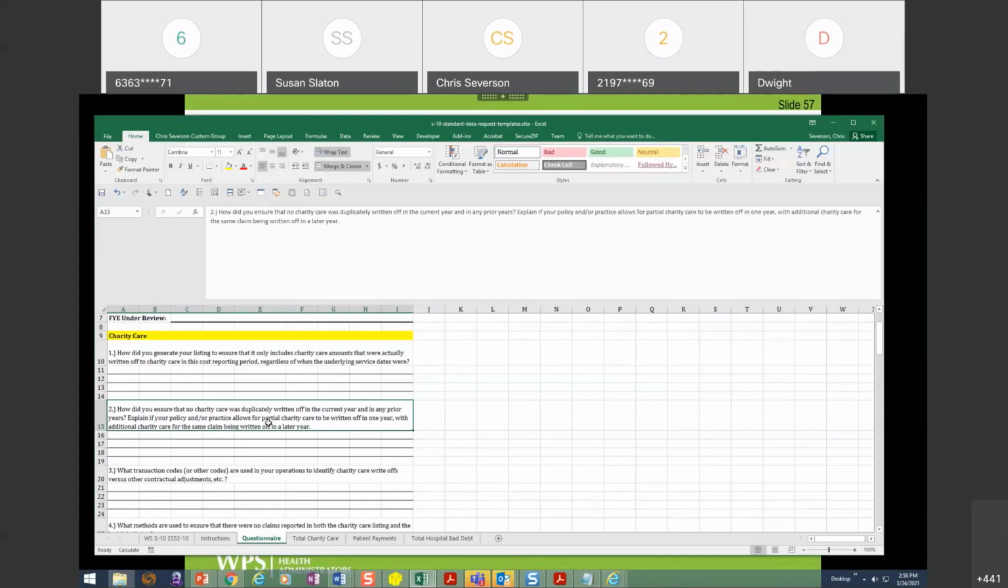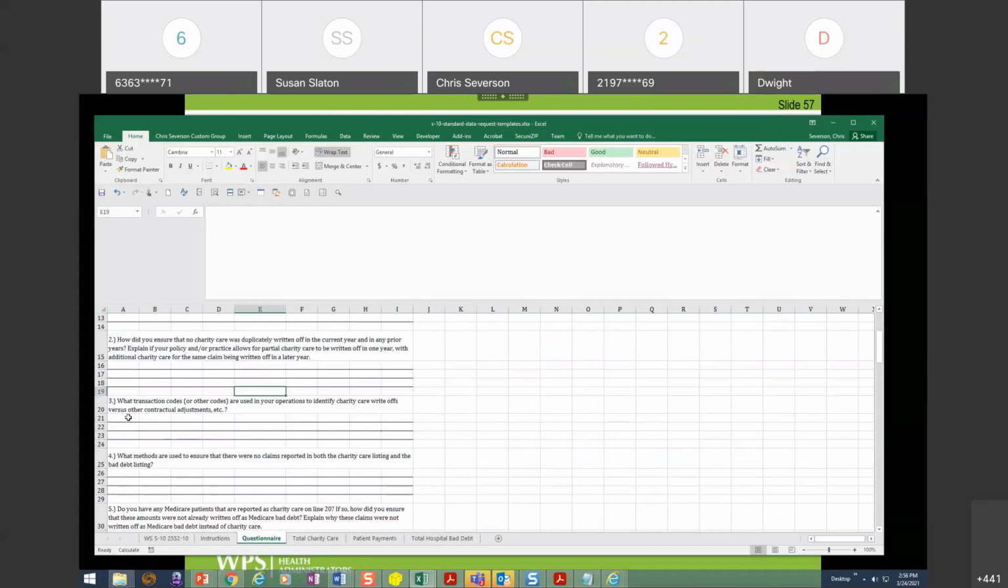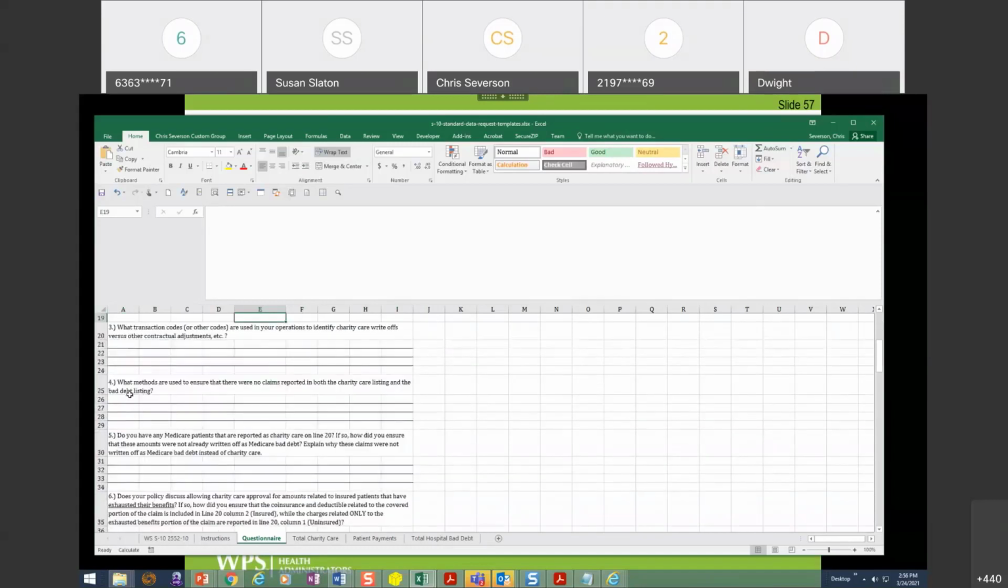And it just points out the fact that that's not allowable, that you need to watch out for it as well. What transaction codes are used to identify charity care write-offs versus other non-allowable contractual adjustments? This is more just giving us a legend, what codes do we expect to see? What methods did you employ to ensure there were no claims reported in both the charity care listing and the bad debt listing? Now, again, if you have partial claims in both listings, that's fine, and you could certainly respond something to that effect, but we just need to see the fact that that could exist.